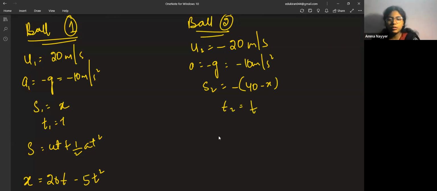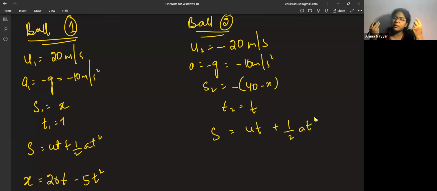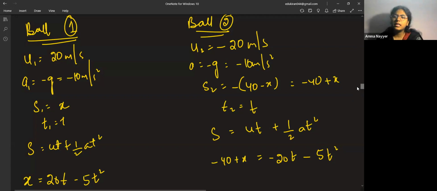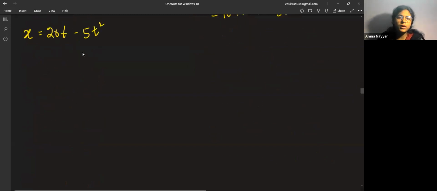So s is equal to ut plus half at squared. This chapter is full of just these equations only. If we open the bracket, this becomes minus 40 plus x. So minus 40 plus x is the displacement, minus 20t is the initial velocity multiplied by time, minus 5t squared is the value of acceleration divided by 2. Now we just have two equations. This is one equation, this is the second equation, which we need to solve.